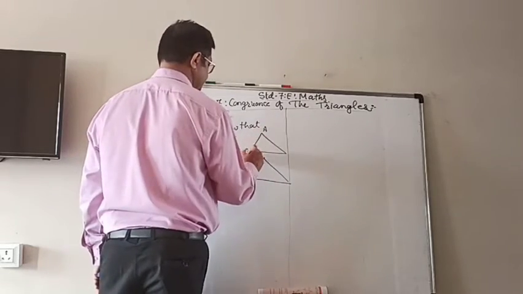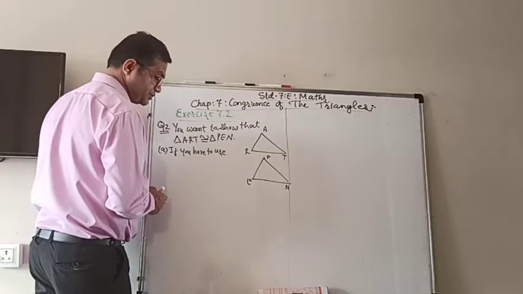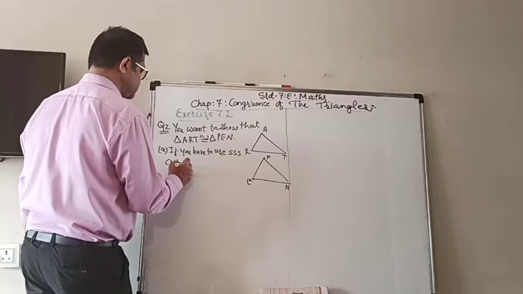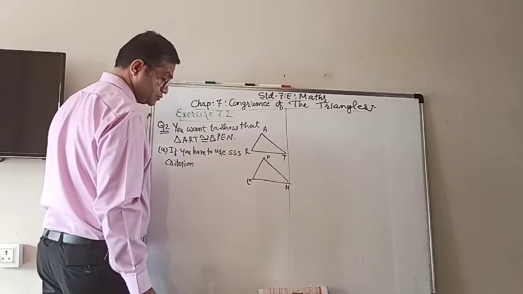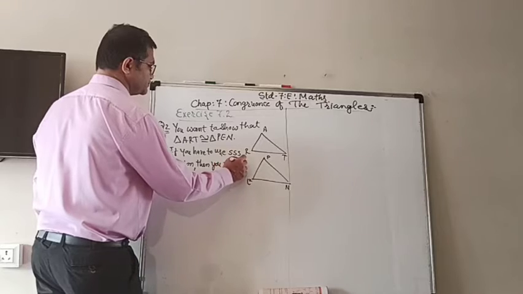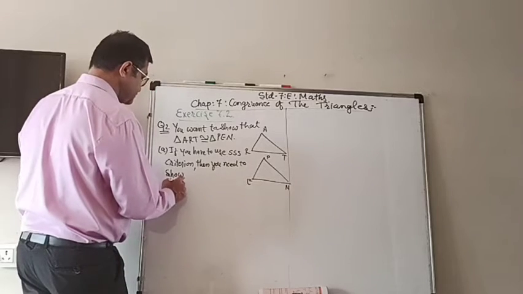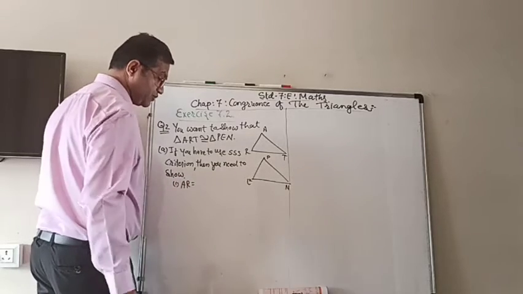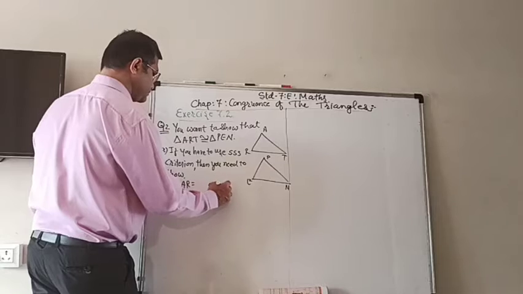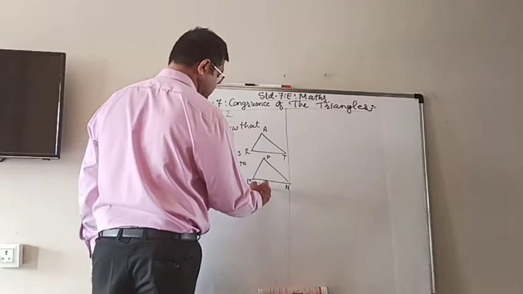ART and PEN. First, if you have to use SSS criteria, then you need to show first AR is equal to, second RT is equal to, and third AT is equal to.